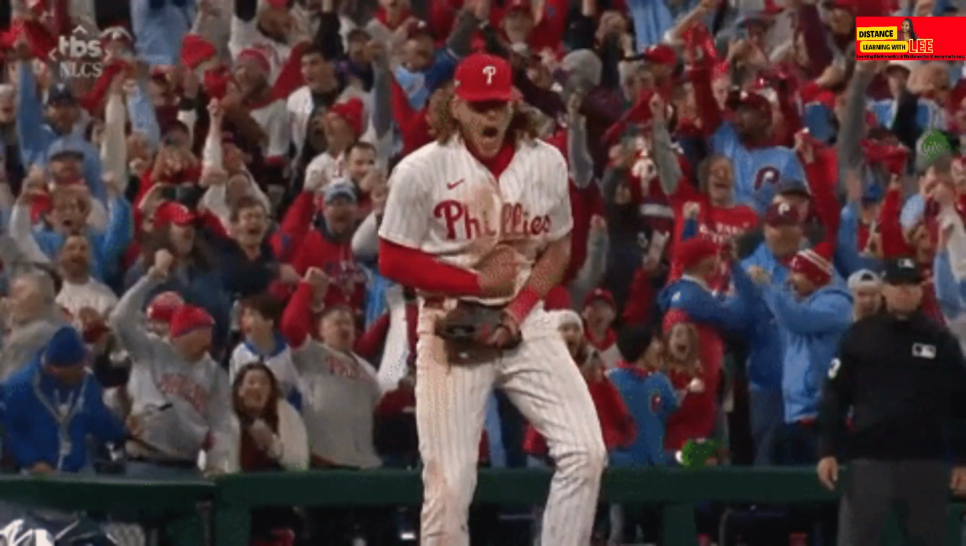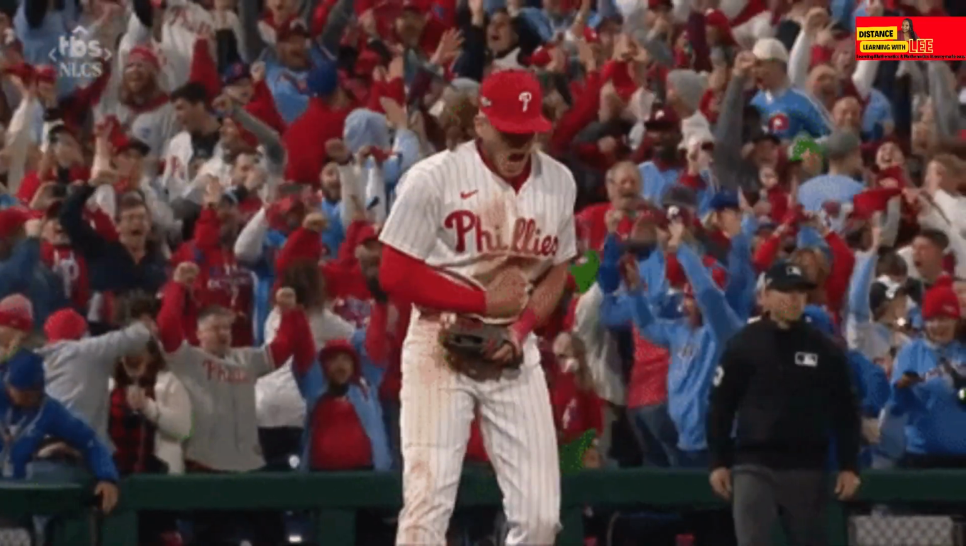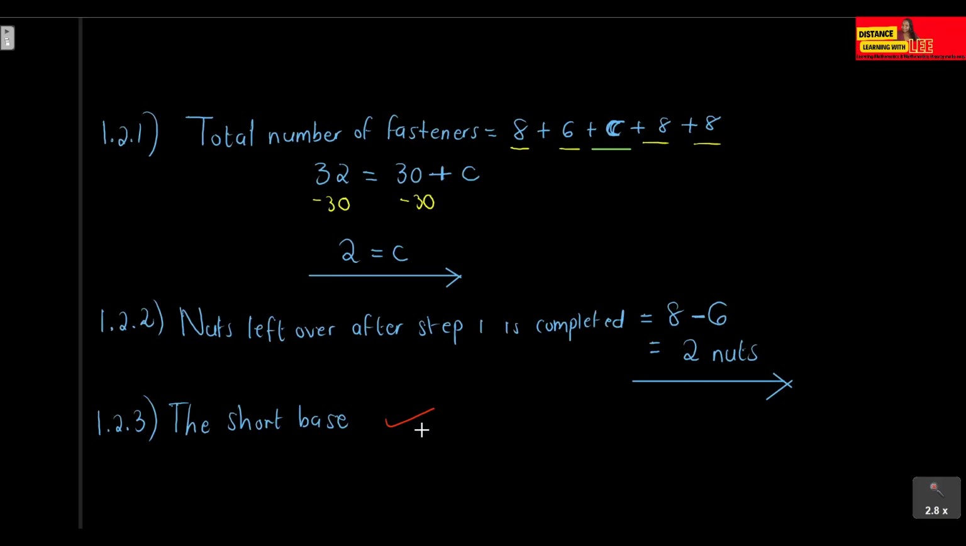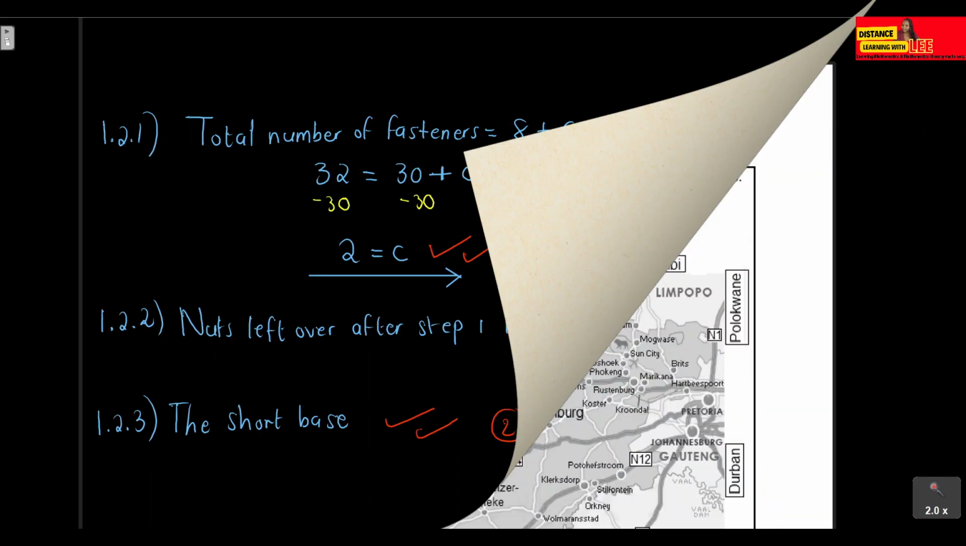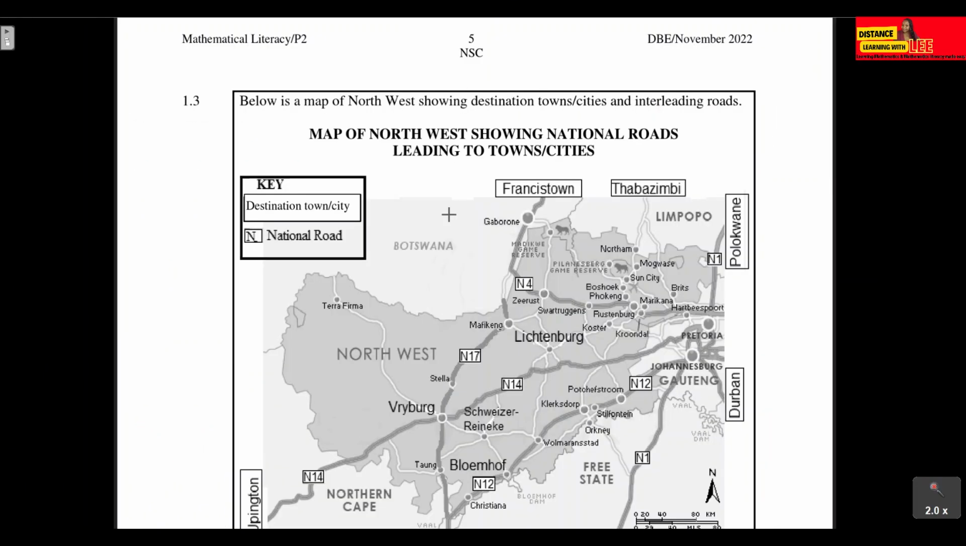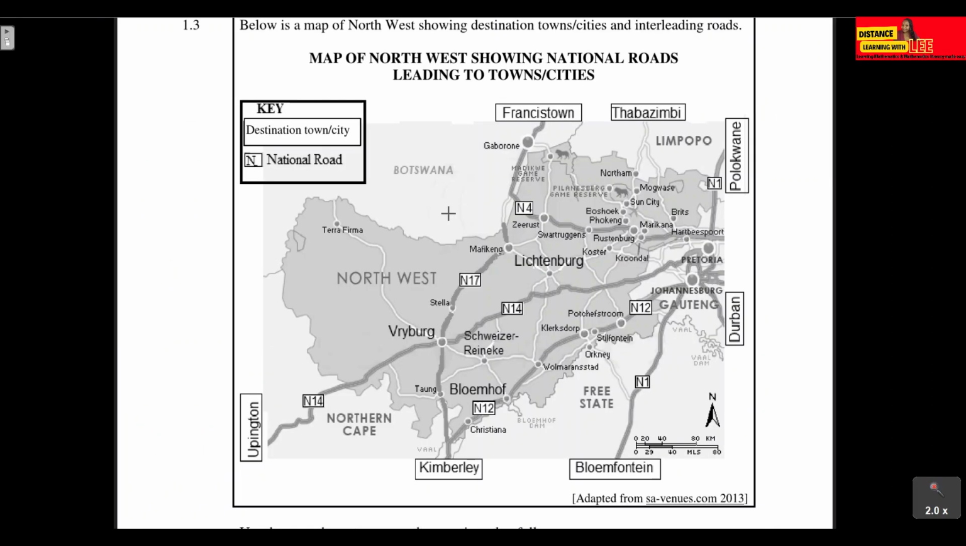You'll get 2 marks for saying short base for question 1.2.3. You'll get 2 marks for saying that there were just 2 nuts that were left. And for question 1.2.1, you'll get 2 marks for showing that you got 2 bolts. And that is it for question 1.2. Let us have a look at question 1.3.